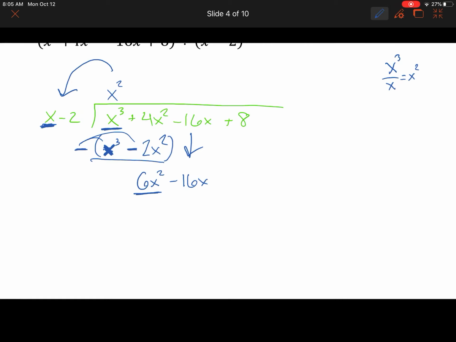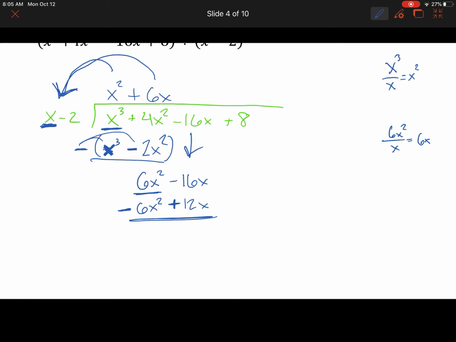So back to dividing. First term on the inside, 6x squared, divided by the first term on the outside, which is x. 6x squared divided by x. One of our x's cancels, and we end up with 6x. So plus 6x. And then we multiply. And remember, when you're multiplying, you multiply by the whole expression on the outside. So 6x times x gives me this. 6x times negative 2 gives me this. Okay, now when I'm subtracting, I'm going to just distribute my minus sign to all of this. So that becomes a minus. This becomes a plus. And now let's combine our like terms.